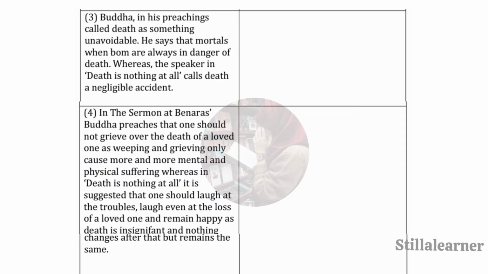loved one, as weeping and grieving only cause more and more mental and physical suffering, whereas in Death Is Nothing At All it is suggested that one should laugh at the troubles, laugh even at the loss of a loved one, and remain happy as death is insignificant and nothing changes after that but remains the same. Okay, guys, this is the answer for that. Means four differences and two similarities we have seen.